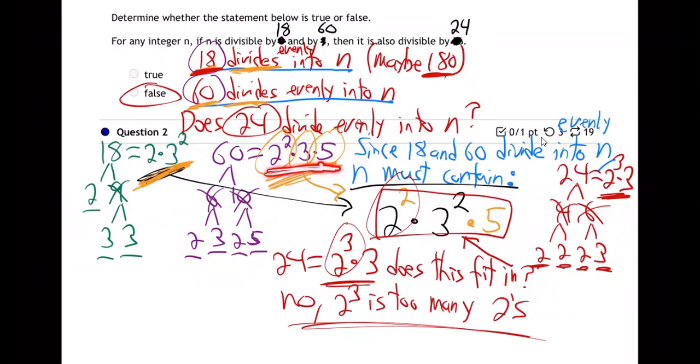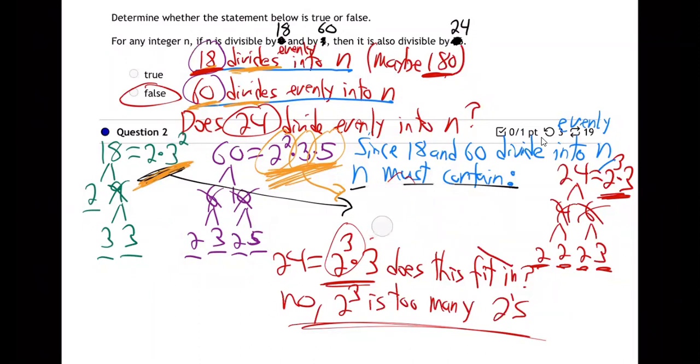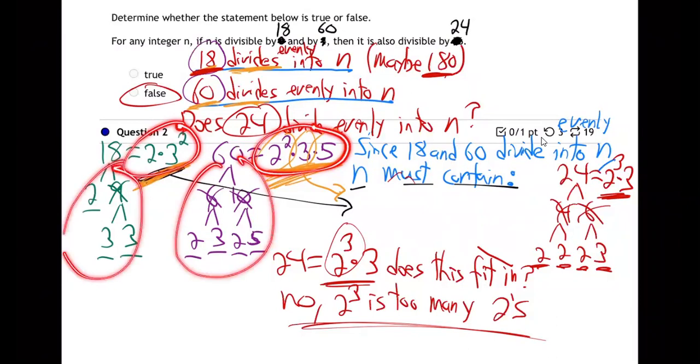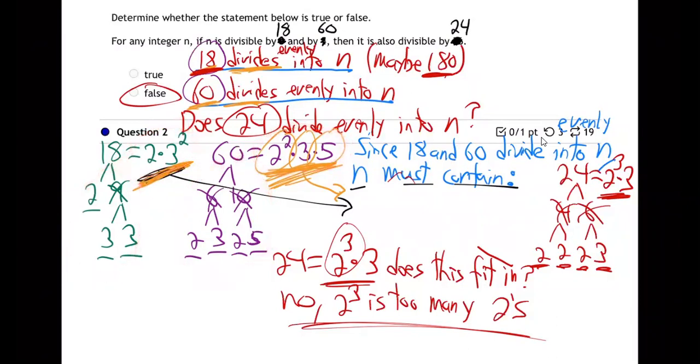So then let me go back to how I built this here, because that's really the crucial piece of the puzzle. They told me that 18 goes in and 60 goes in. So 18 is 2 times 3 squared. 60 is 2 squared times 3 times 5. I just broke them down with the prime breakdown. They told me up here that n is divisible by 18 and by 60.